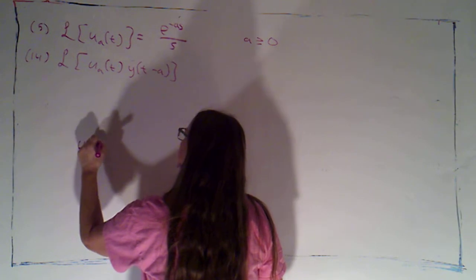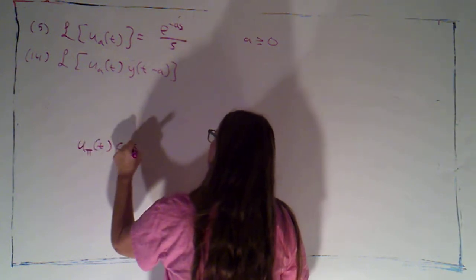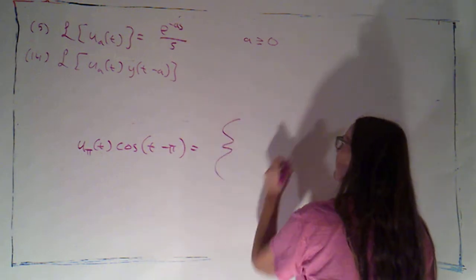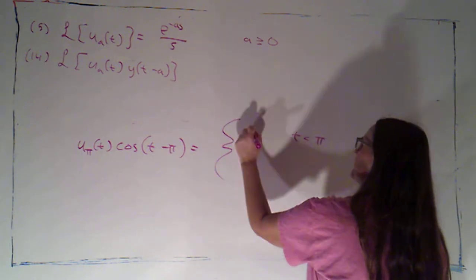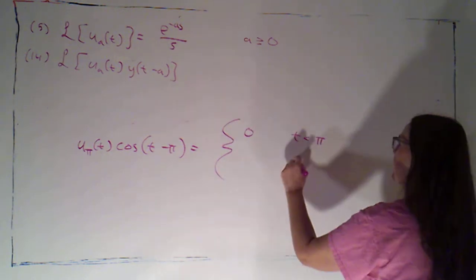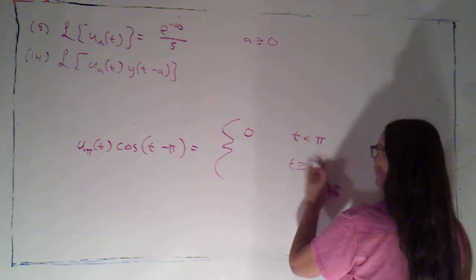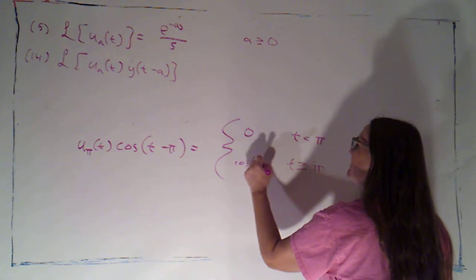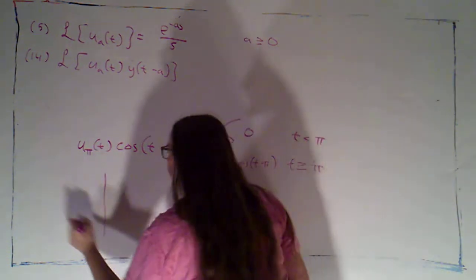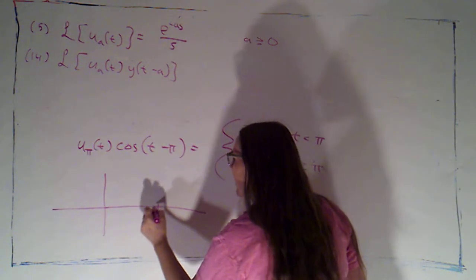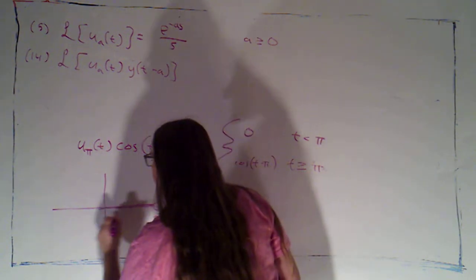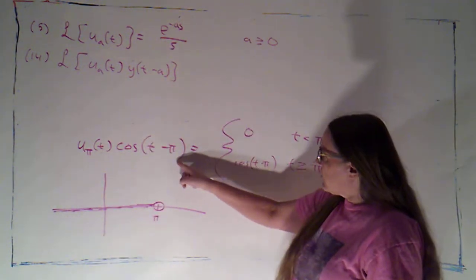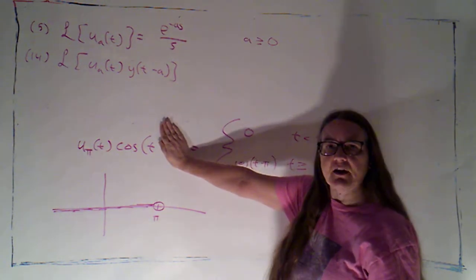If I were to look at mu sub pi of t times cosine of t minus pi. Now I know that's a piecewise function. If t is less than pi, we're just getting 0. And if t is bigger than or equal to pi, we'd be getting cosine of t minus pi. So if I graph that, until pi, everything's turned off. We're just at 0.